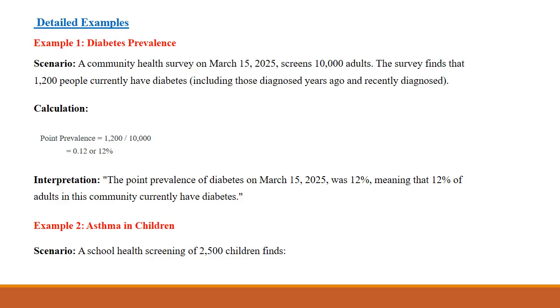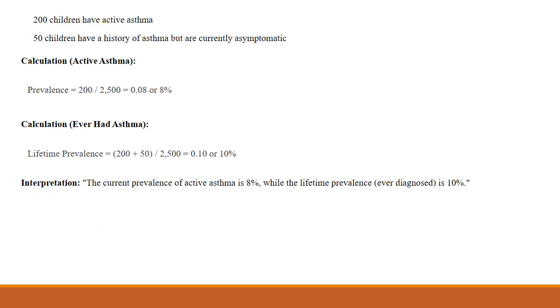Example number 2, asthma in children. A school health screening of 2,500 children. 200 children have active asthma. 50 children have a history of asthma but are currently asymptomatic. Calculation for active asthma: 200 divided by 2,500 is 8%. For ever had asthma, it is 200 plus 50, because we include both the existing and the past cases, divided by 2,500, equal to 10%. The current prevalence of active asthma is 8%, while the lifetime prevalence is 10%.